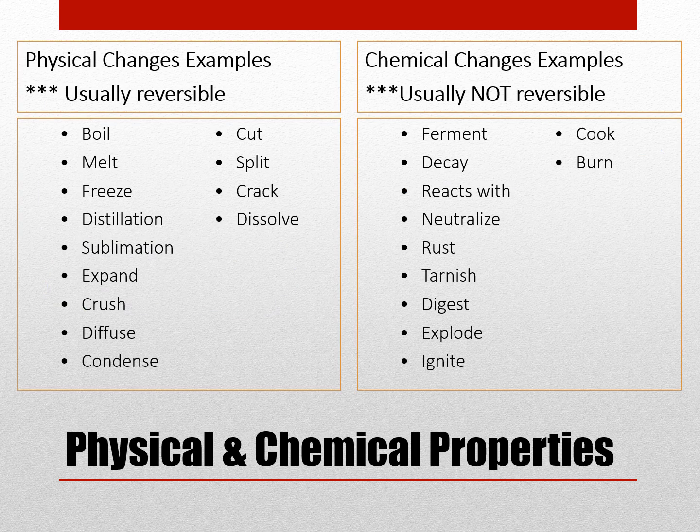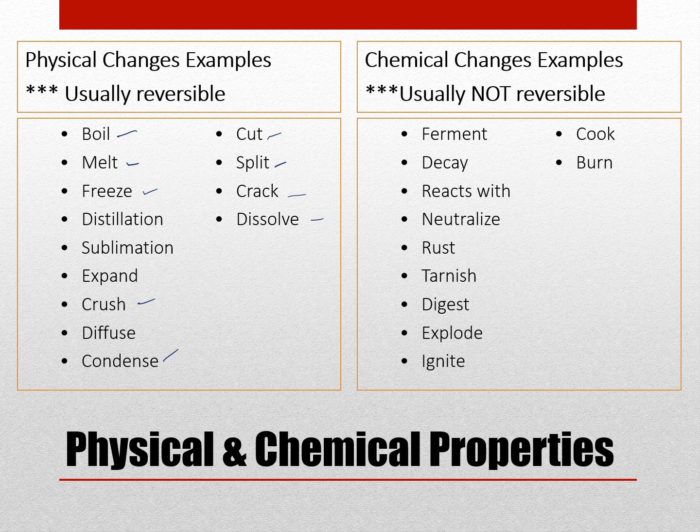So some examples of physical changes are boiling, melting, freezing. Notice that they're very similar to the properties that we were talking about. Crack, dissolve, crush, diffuse, condense, cut, split. Okay, so all of these change what they look like. They're either smaller pieces or they're not in the same state of matter, such as solid or liquid. But if we went down to the chemical composition of that substance, it would still be the same.